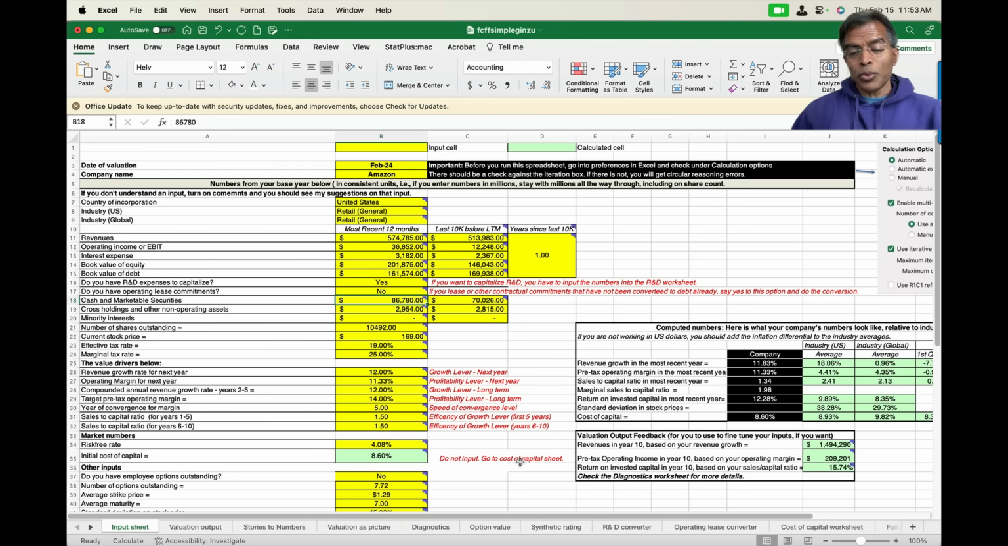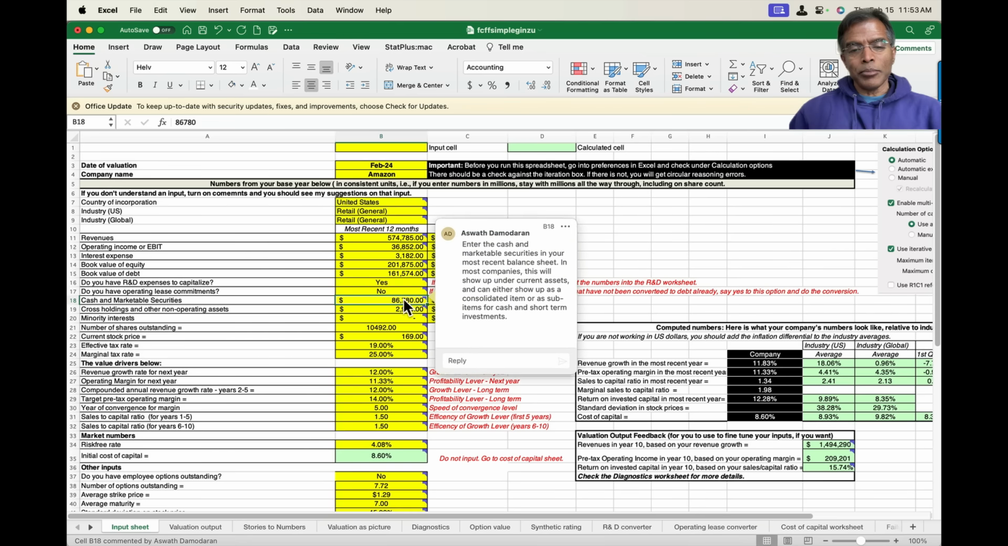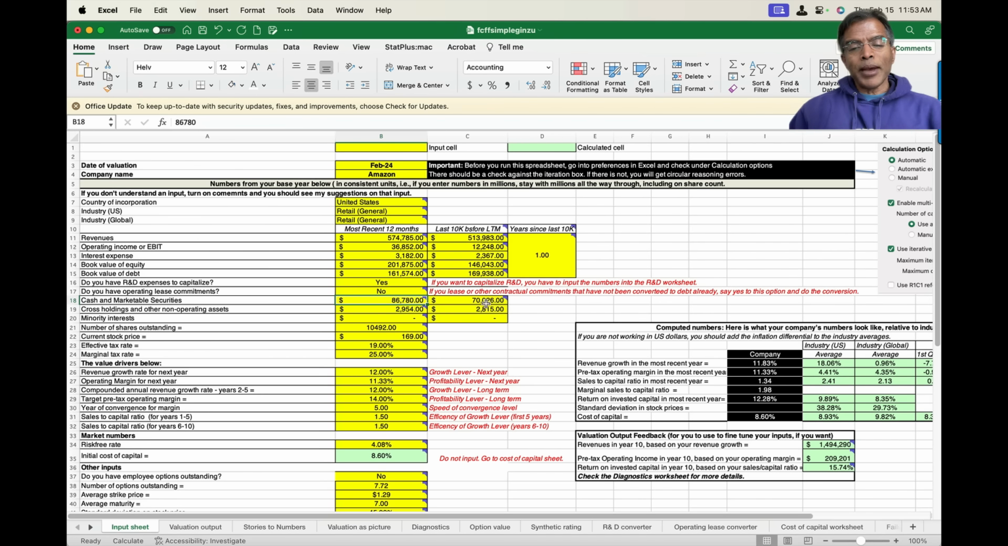Apple is particularly weird. They have this long-term investments line reflecting the fact that they had a trapped cash component for a long time. But for most companies, cash and marketable securities should be a slam dunk. Again, use the most recent balance sheet, the balance sheet from the most recent 10K.